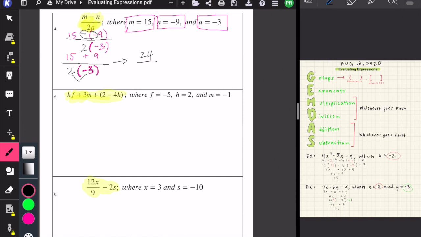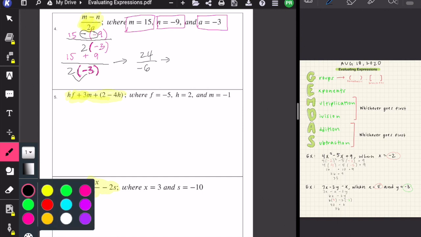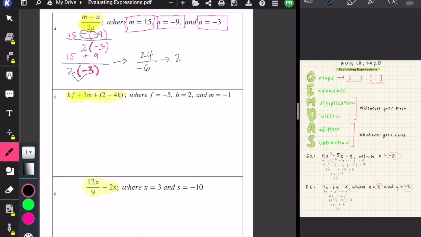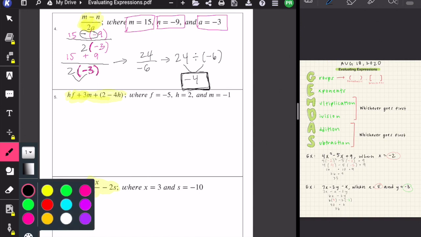Yeah. Is the same as 24 over, what's 2 times -3? All right, that's right. 2 times -3 is -6. So then that expression, 24 over -6, is the same thing as saying 24 divided by -6. And this division is the same as our answer, which is -4. This is our simplified, evaluated expression. Okay, now let's go to number 5.